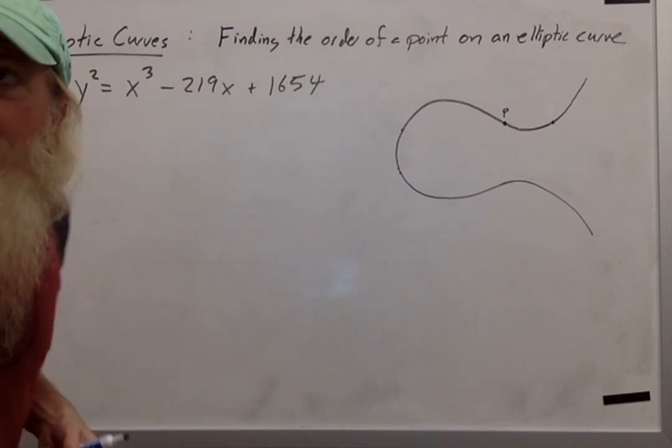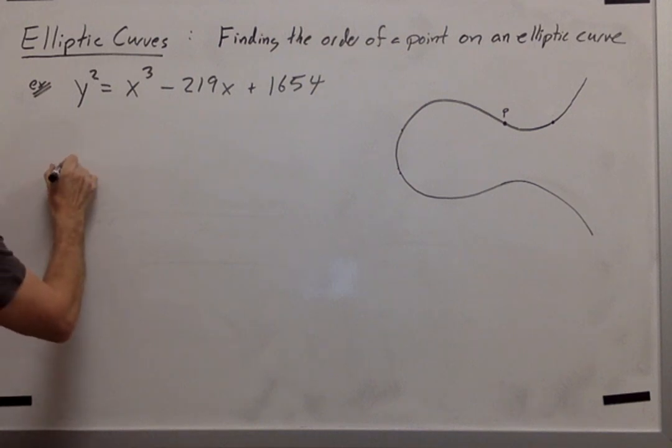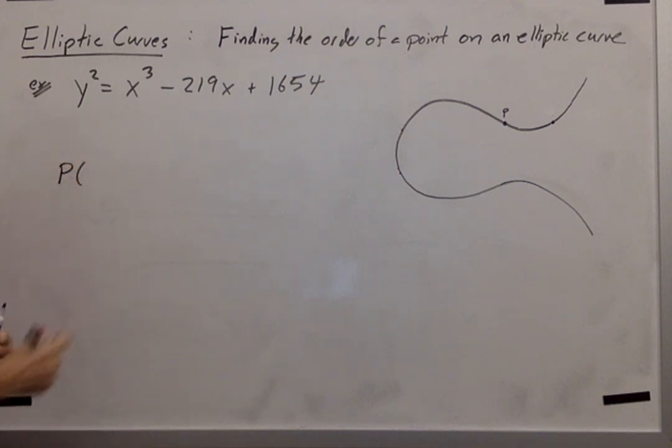So as our first example, let's use the curve y squared equals x cubed minus 219x plus 1654. And let's find the order of a couple of points. First of all, we're going to find the order of the point (3, 32).